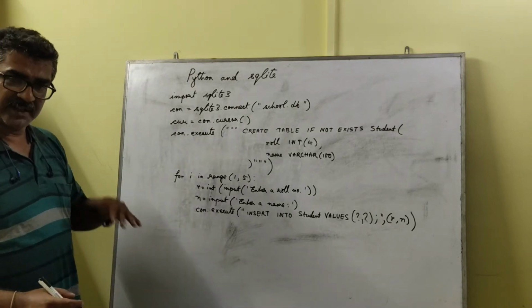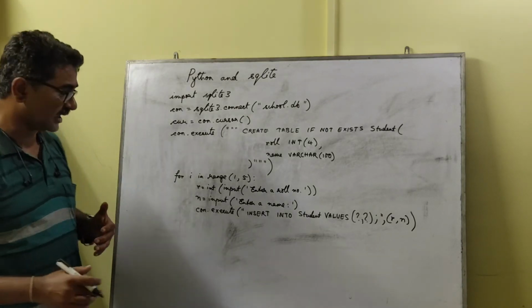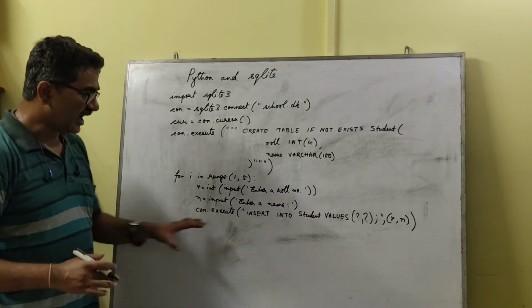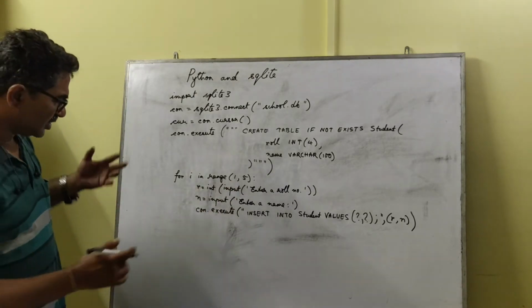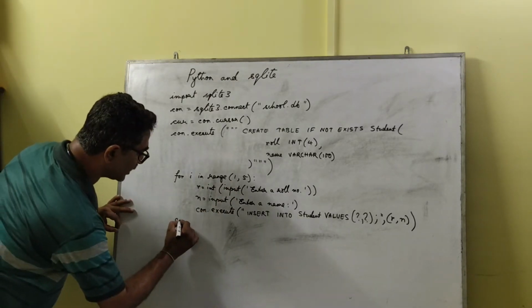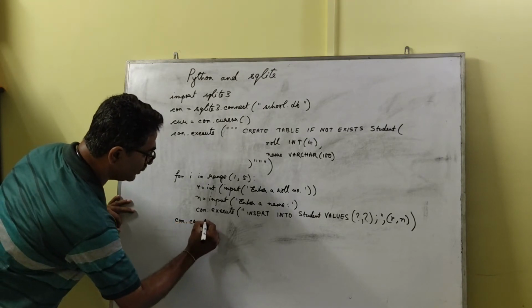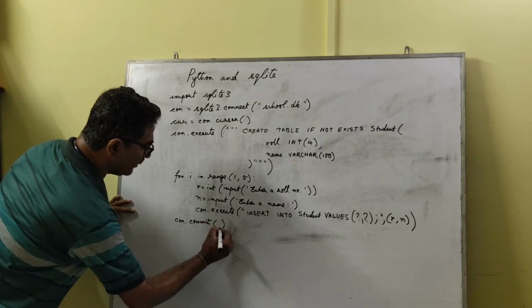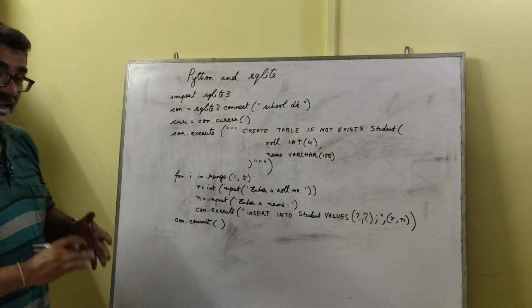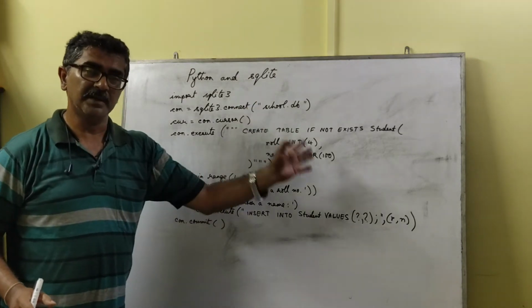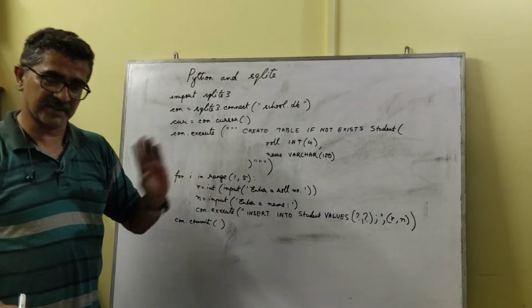Now, so far fine. What we need to do now is save the content. That means we have done this, it is yet to be saved. So we'll use the command or function called commit. This is outside the loop. The commit function is going to save the changes made to the table. Otherwise, it will not be saved.